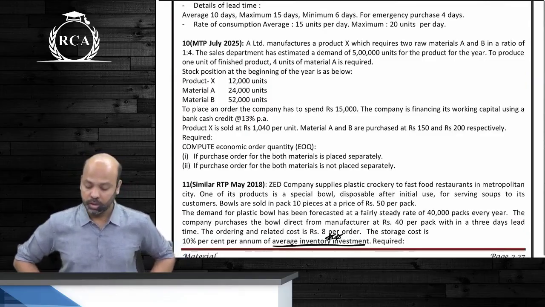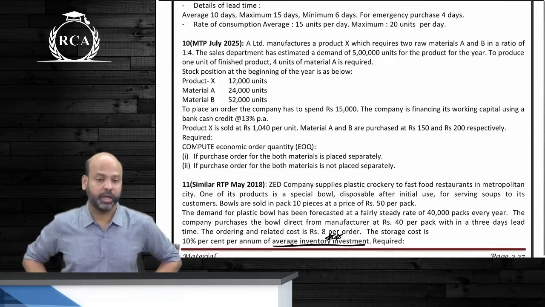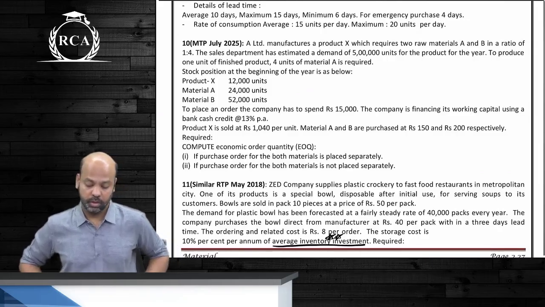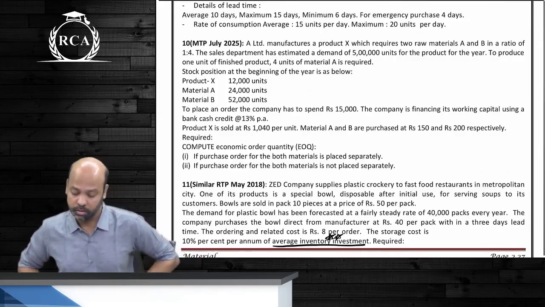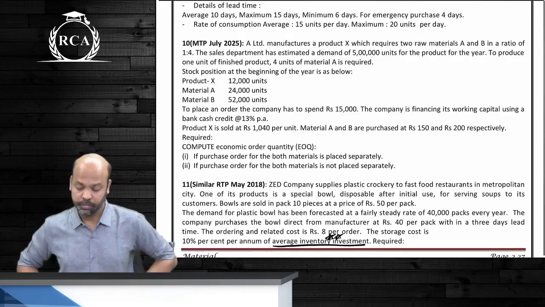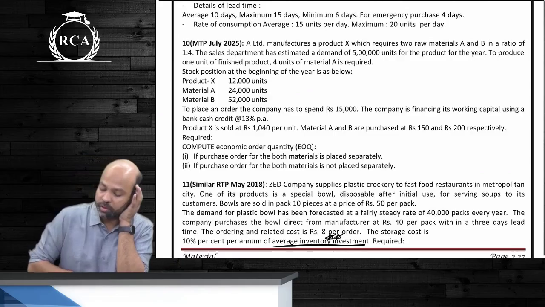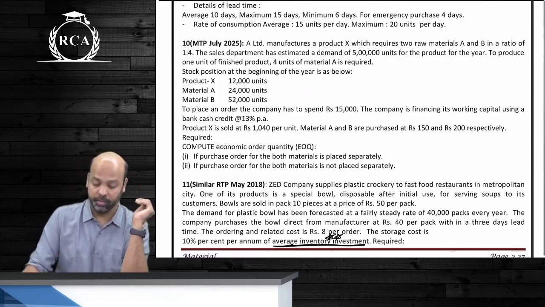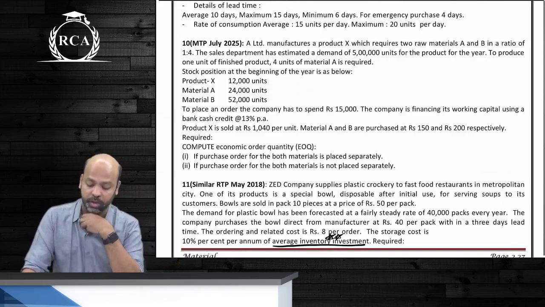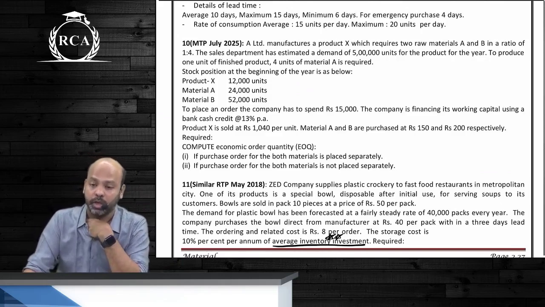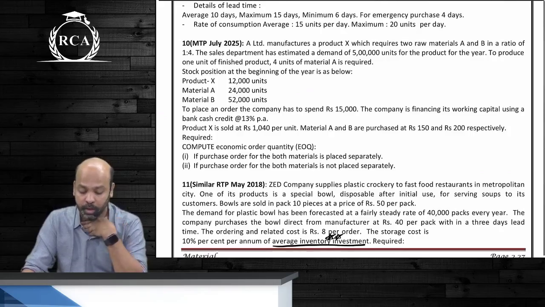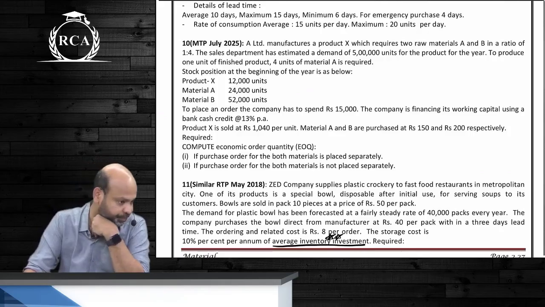A Limited manufactures X which requires 2 raw materials A and B in the proportion of 1:4. The sales department has estimated a demand of 5 lakh units for the product for the year. To produce 1 unit of finished product, 4 units of material A are required. The first sentence tells us the ratio in which we will need raw materials A and B, 1:4. They have also given us how many units of A are required, so obviously we can compute how many units of B will be required.